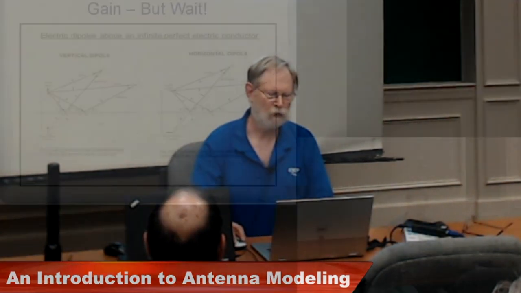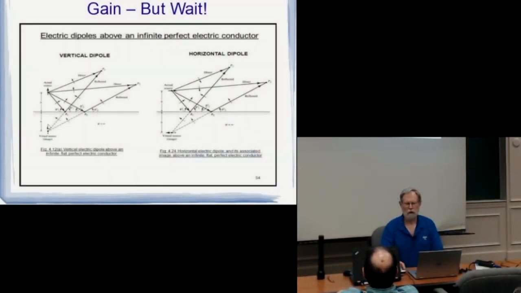Now, if we consider the case of a vertical dipole, same thing happens with one important difference, and that is that the image signal is not inverted. So now these two signals are going to add in phase. Now what would you get on the horizon? You'd get double.